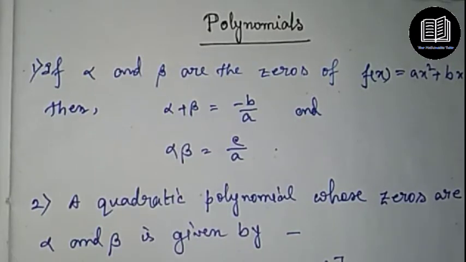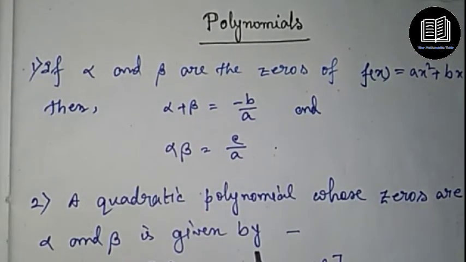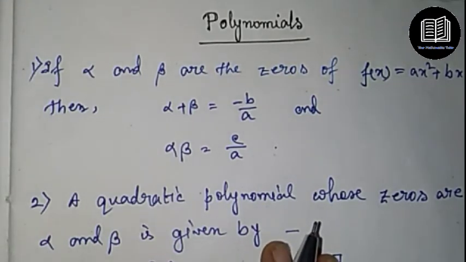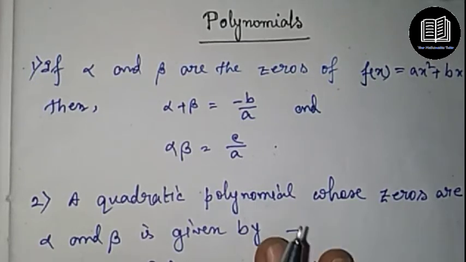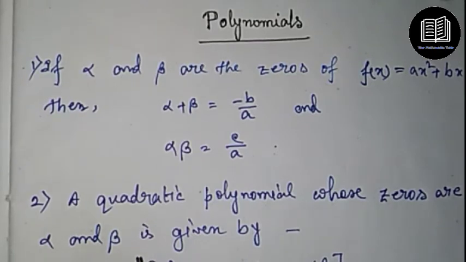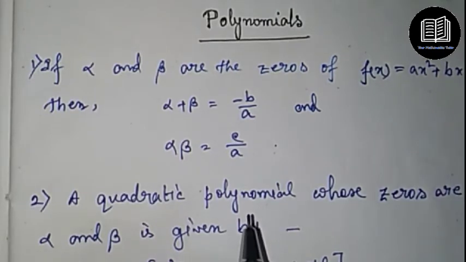How are you? Today is our 6th class on polynomials. In all the previous classes, we have learned about many facts of polynomials like remainder theorem, factor theorem, factorization, etc. And lastly, we have derived the relations between the zeros and the coefficients of a quadratic polynomial, right? And what was the result?